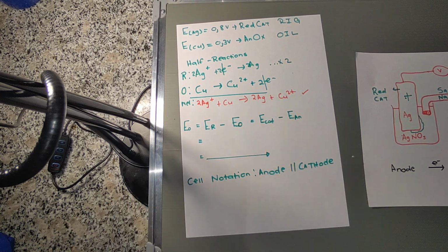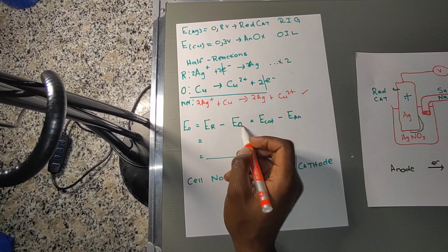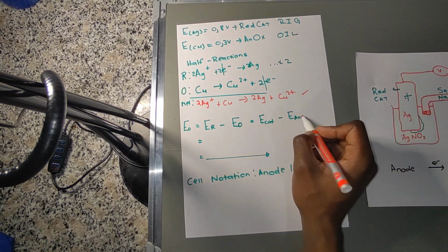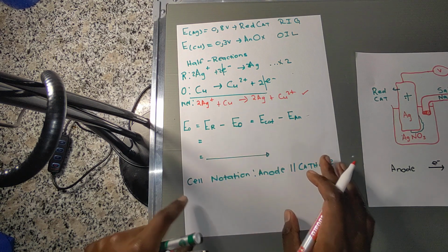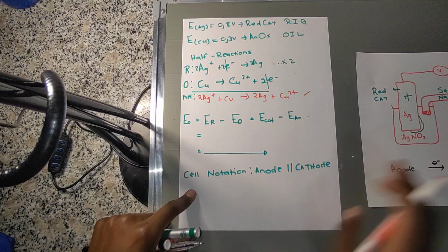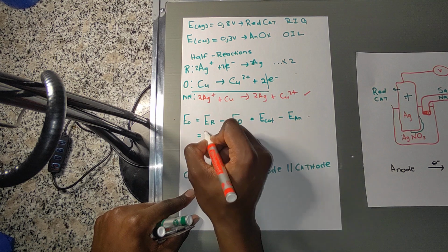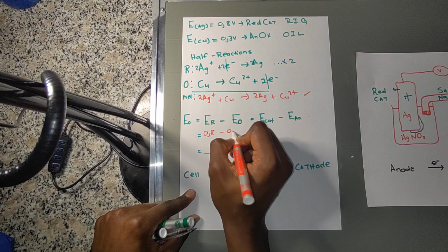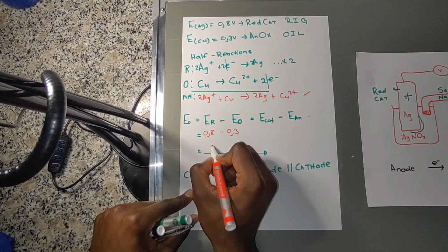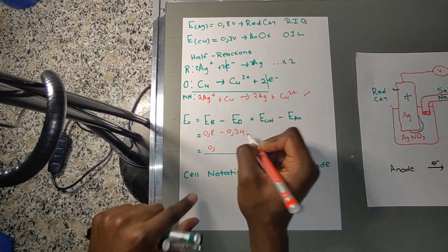We might be required to calculate the standard EMF of the cell. So remember to write this word in full: reduction minus oxidation, cathode minus anode. These formulas are provided for you in the formula sheet, so please copy them as they are. Now, we did say that for reduction, we have 0.8. We're expecting a bigger answer, so the bigger number should be here. And then minus 0.3. So this answer will be 0.34 if I'm not mistaken.